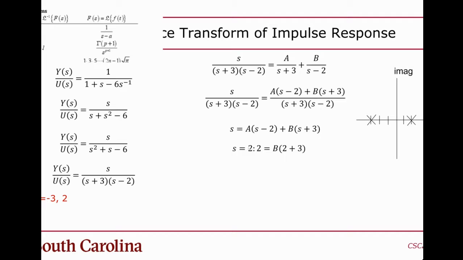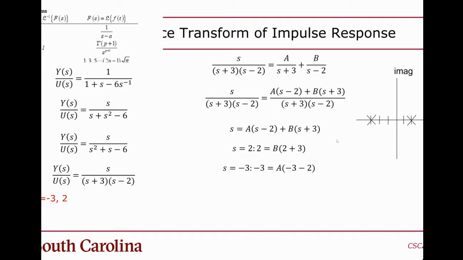Well, if we assume for the moment that s is 2, let's pretend that s just equals 2. That would actually knock out one side of this. It would kill the a variable because you have a times (s minus 2). If we pretend that s is 2, then that would be 2 minus 2. We'd end up with a times 0 here, right? And then on the other side we'd have b times (2 plus 3), or 5b, right?